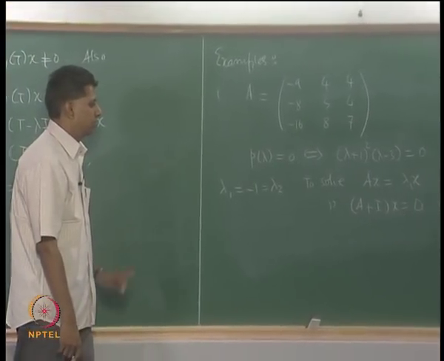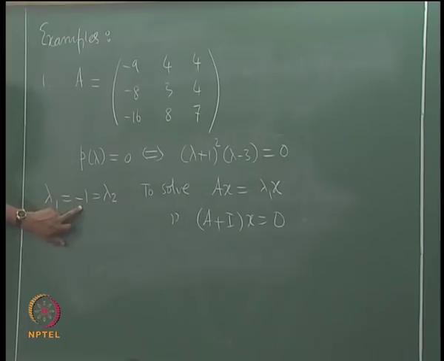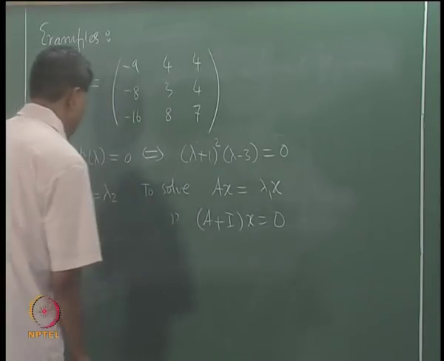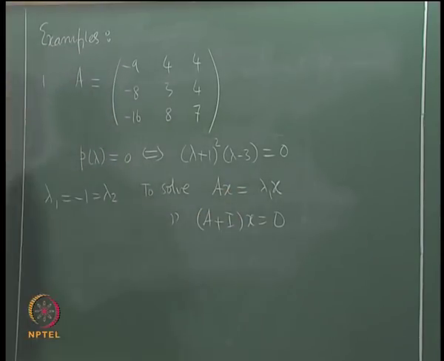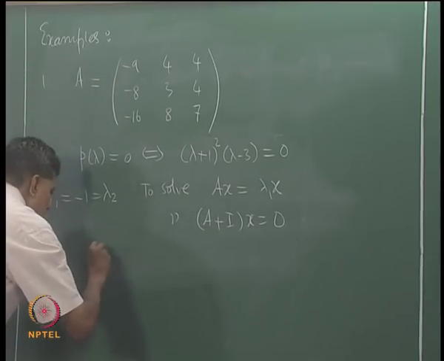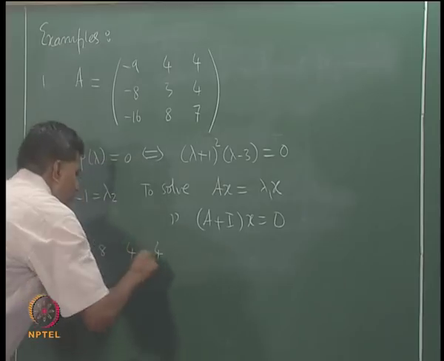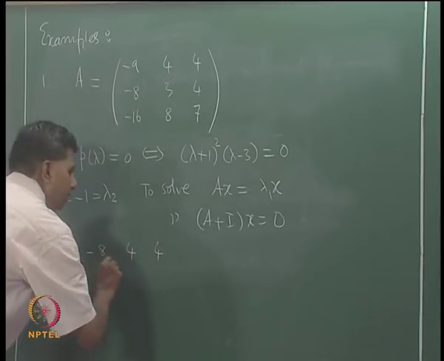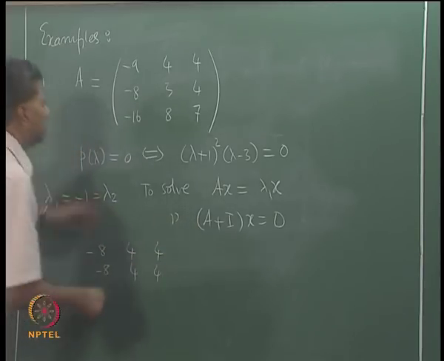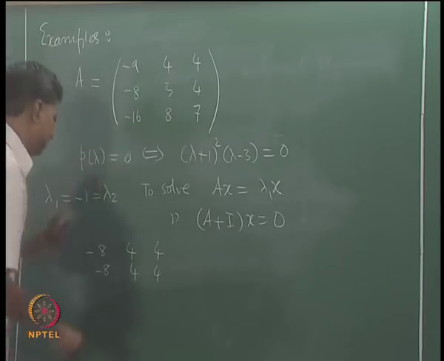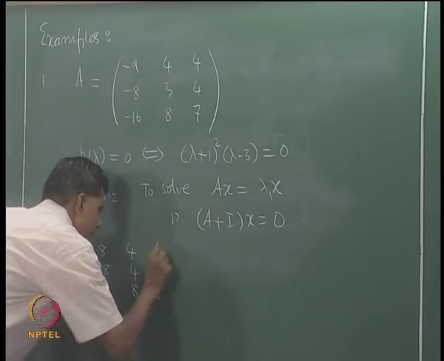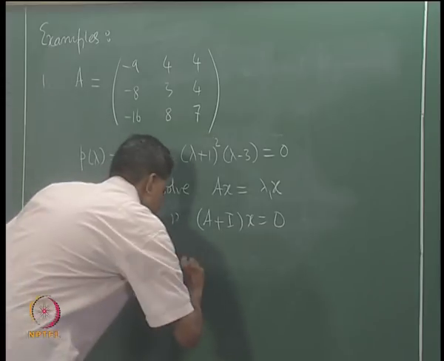So I have A plus lambda 1 I, yes, minus lambda 1. So I need to solve A plus I x equal to 0. So what are those equations? These equations are minus 8, 4, 4, minus 8, I must add 1, 4, 4, minus 16, 8, 8 into x.